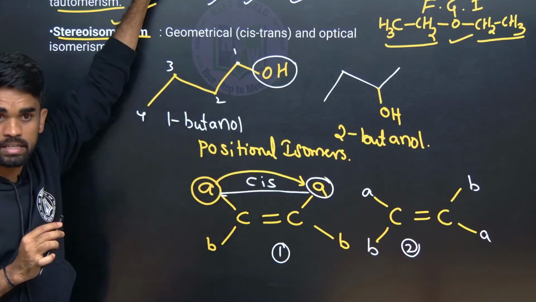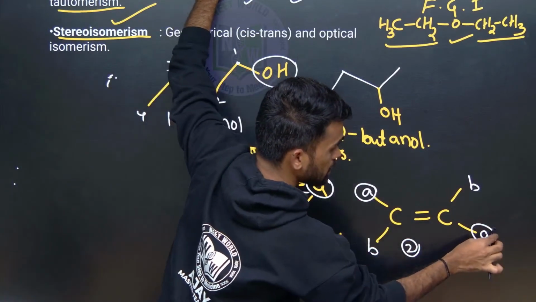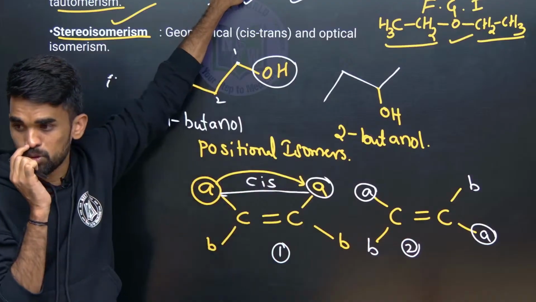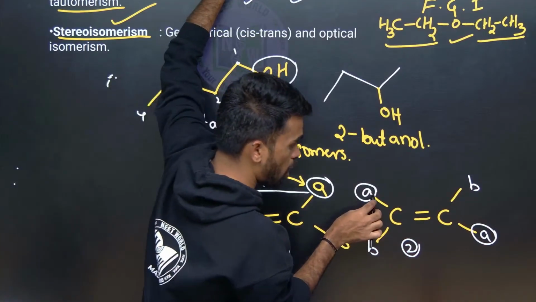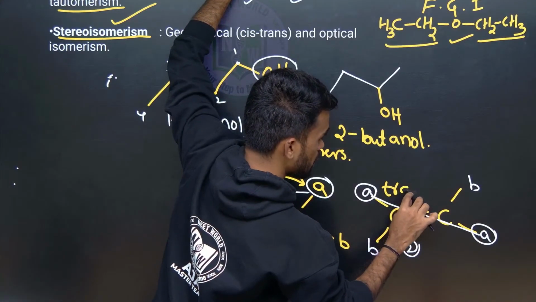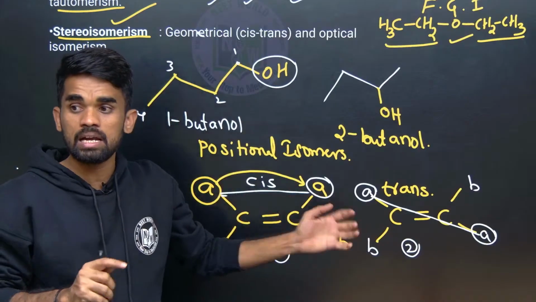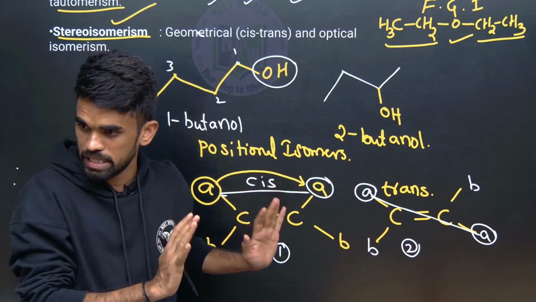What is that? Cis. Now here you can see A and A are at 180 degrees to each other, on the opposite side. Whenever we have them in the opposite direction like this, we call it trans. Now one more thing you need to observe: these cis-trans isomers are called stereoisomers. Up to here it is clear now.